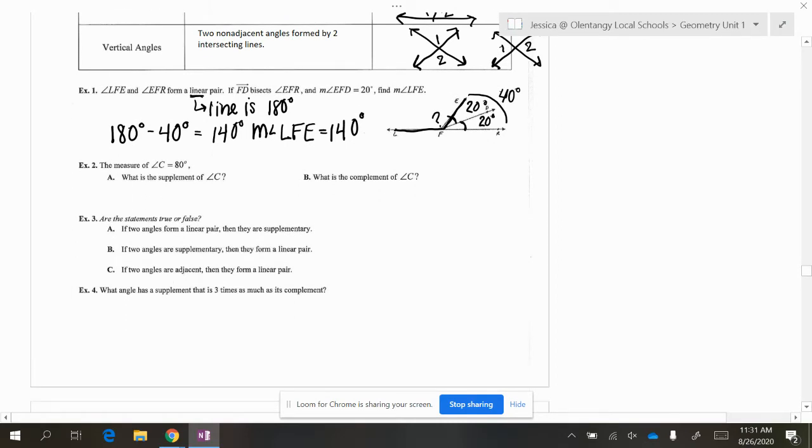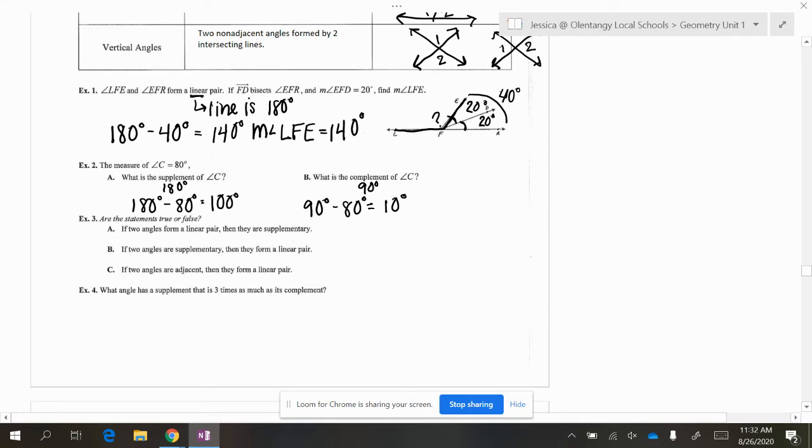Example 2, the measure of angle C is 80 degrees. What is the supplement? Supplements add to be 180 degrees. So 180 subtract 80, the supplement is 100 degrees. Meaning, if you take 80 and 100 and add them together, it should equal 180. Complement is 90 degrees. So again, 80 plus what would give us 90? You could do 90 minus 80 as well to get 10 degrees there.